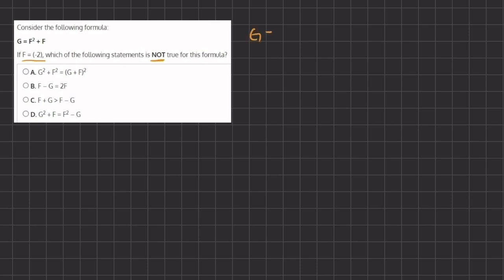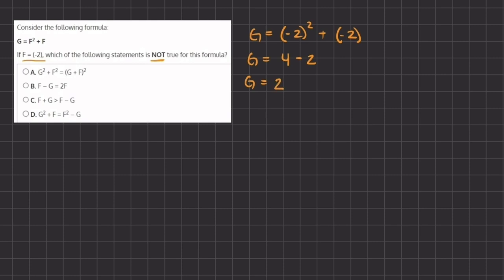So we have g equals f squared, which is negative 2 squared, plus f, which is negative 2. So we have g equals negative 2 times negative 2, which is negative 2 squared, will give us a positive 4 because a negative and a negative give us a positive. And we have plus negative 2, which is minus 2. So now our g simplifies into 4 minus 2, which is a positive 2. So our f equals negative 2 and our g equals positive 2.